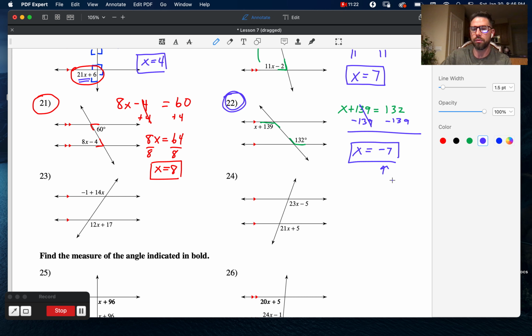Remember, you can have a negative number for your x. That's okay. What you can't have is a negative angle. So you can have an x be negative.